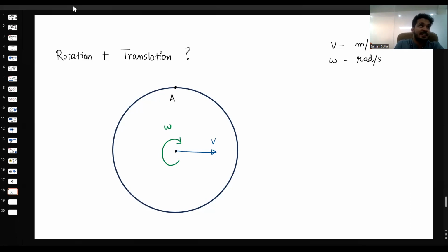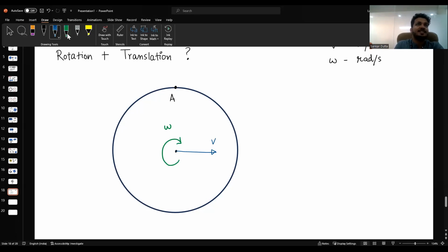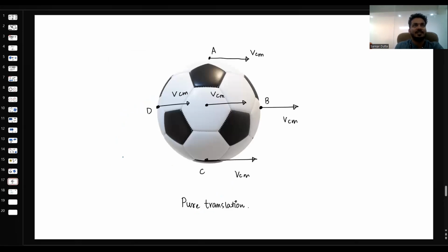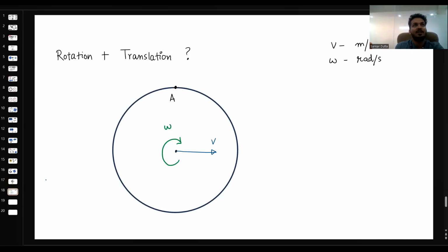So because of the translational part of things, can you guys tell me what will be the velocity of A? I'd like to show you this. If something is translating with VCM, all the velocities will also be VCM. So use that to tell me the velocity of point A because of translation. It will also be V in this direction, right?